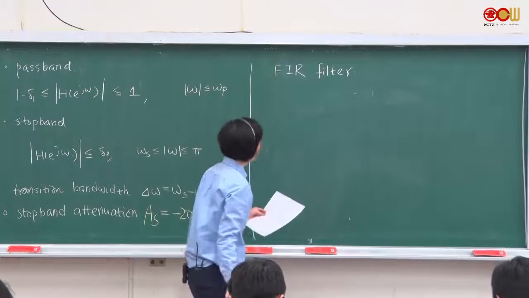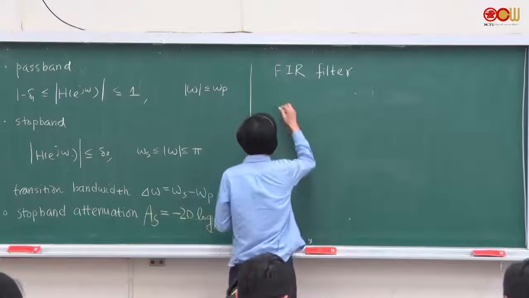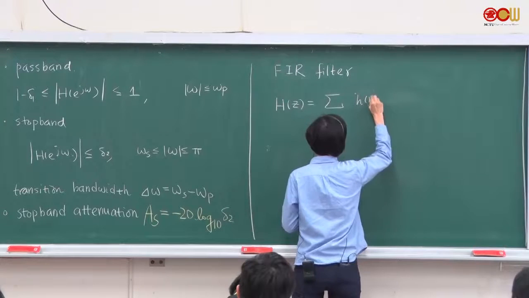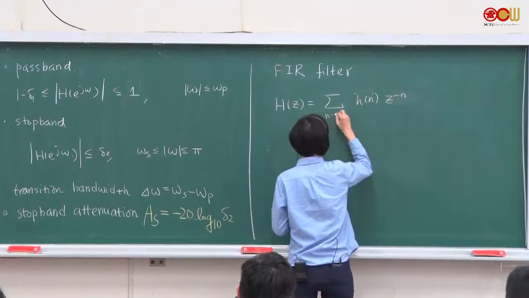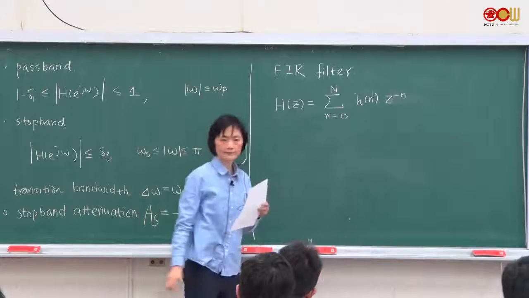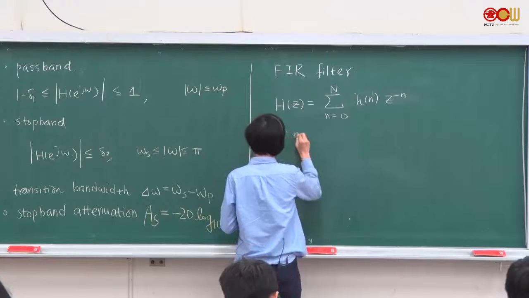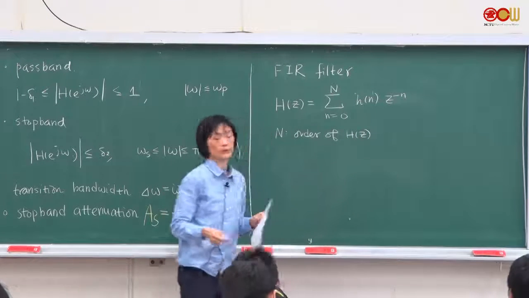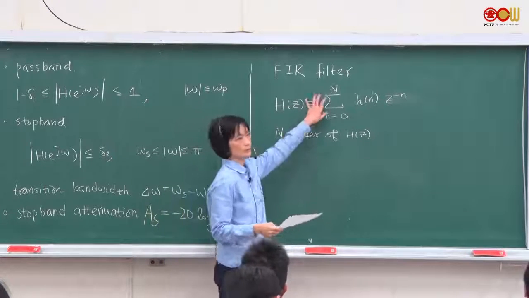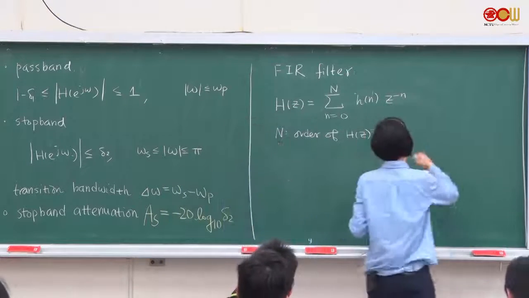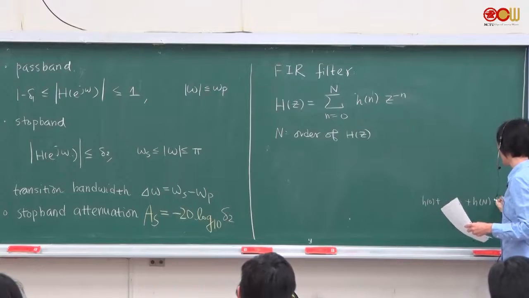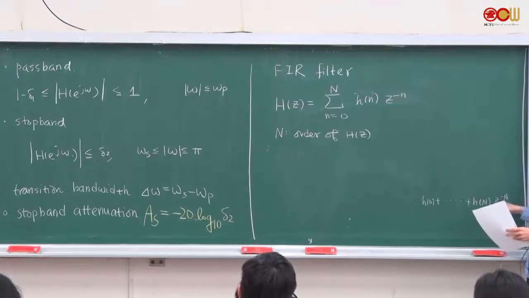Let's first look at the FIR filter. If it's an FIR filter, this will be the Z transform, let's say up to n, and this n is called the order of H(z), the order of the filter. Because when we look at the Z transform, it's H0 all the way to Hn, z raised to the power minus n. So this is the power. That's why we say it's an nth order filter.